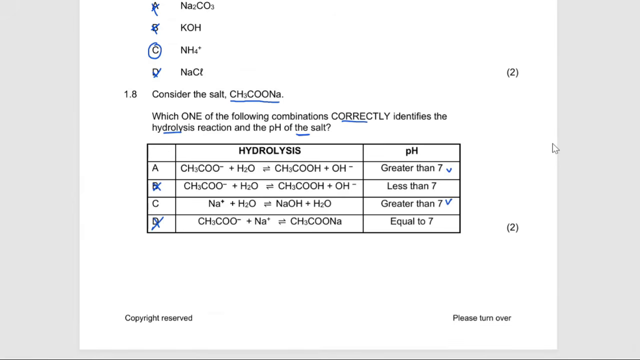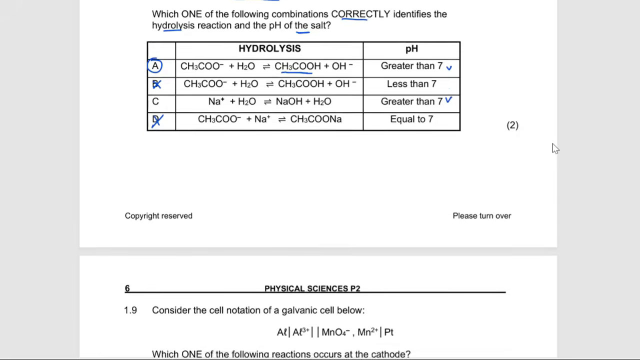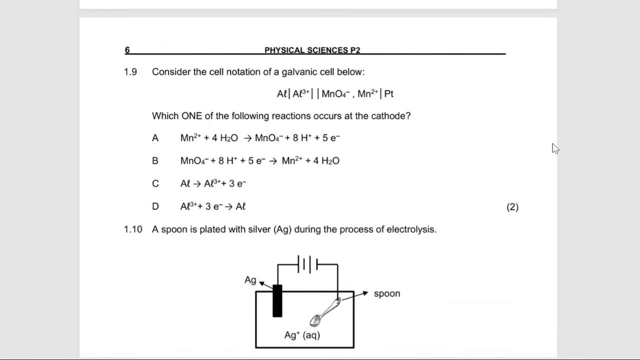Then in terms of the other one there, what do we also know there? We know also that our CH3COO is going to formulate a product which is CH3COOH, more of a carboxylic acid. So it means our option A is going to be the correct option there. Then moving forward, what we're looking for is 1.9. It says here, consider the cell notation of a galvanic cell below.